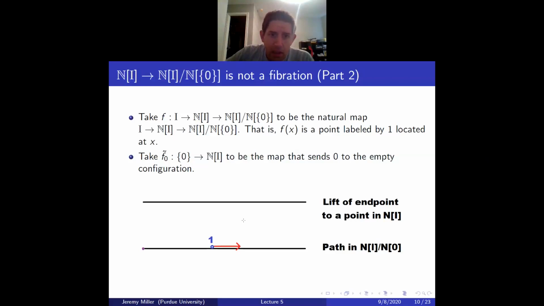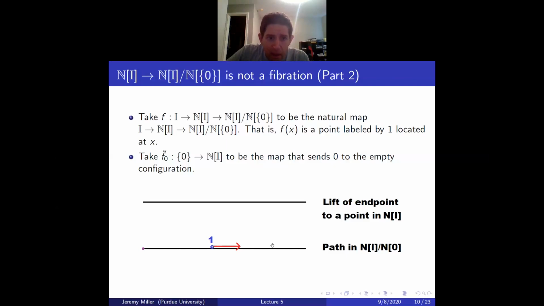So what path are we going to take? This space is the configuration space of points in an interval, and if the point hits this purple dot, the points vanish. So I'm going to take a path in this space, just a map from the interval. I'm going to send t to a point located at t with label 1. So what this looks like is just one point moves from left to right.